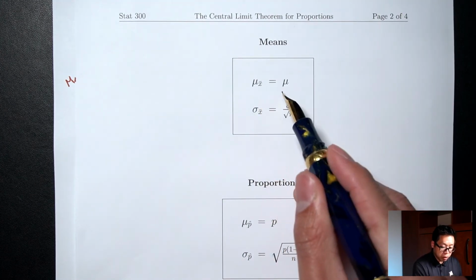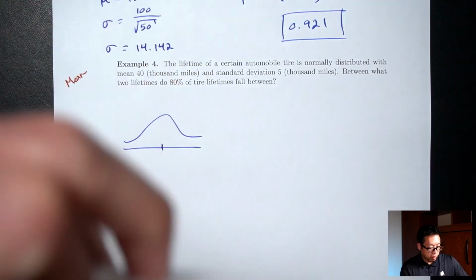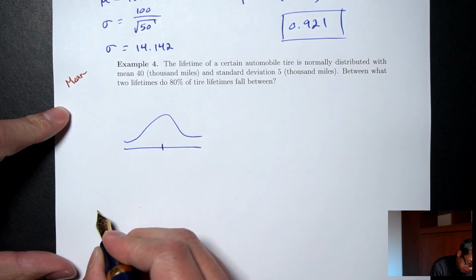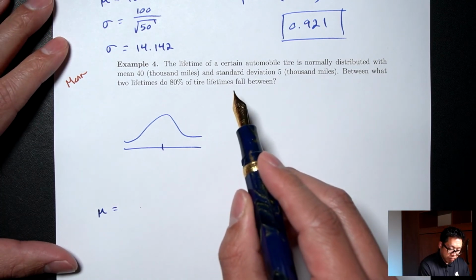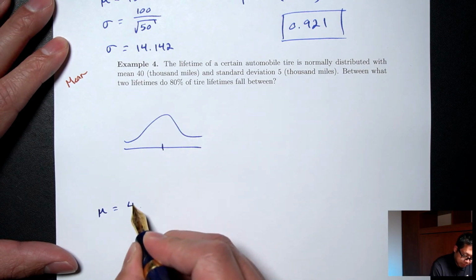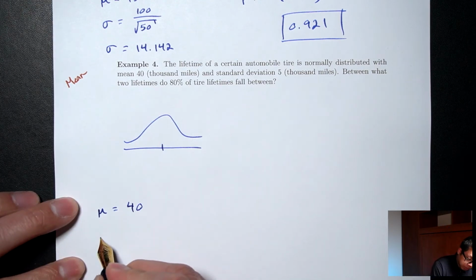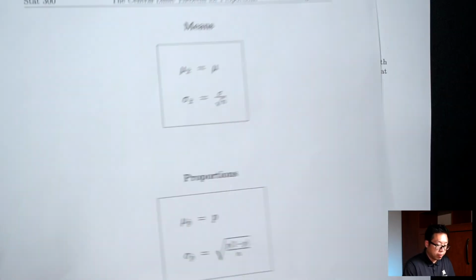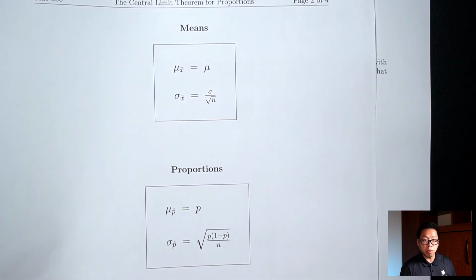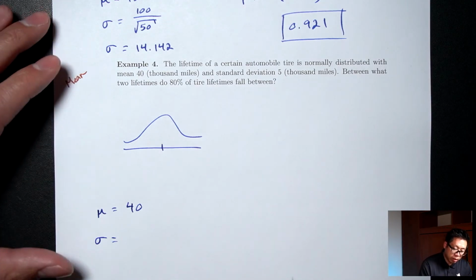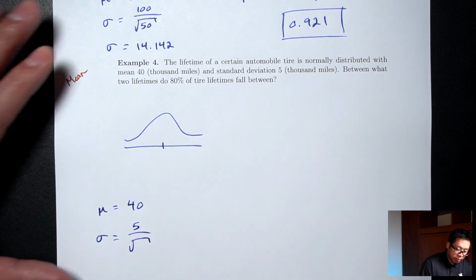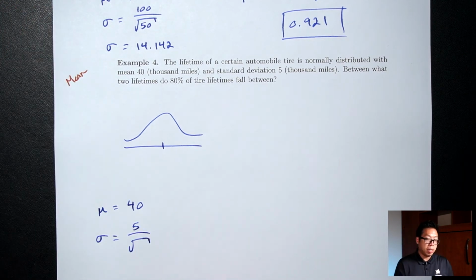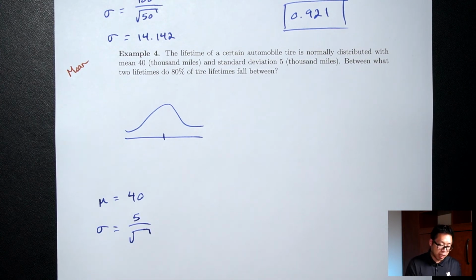Okay, and then let's use the mean box to write down the mean and standard deviation. Our mean is going to be the original mean of the population, so the original mean in the question. Mean 40. Standard deviation is going to be the original standard deviation of the population divided by the square root of n. So original standard deviation, 5, over square root of n. So n here is sample size. How many people are we selecting? In this case, we're talking about tires. How many tires are we selecting?